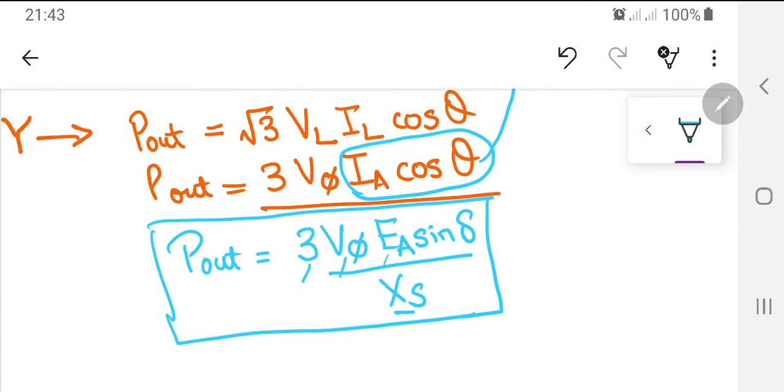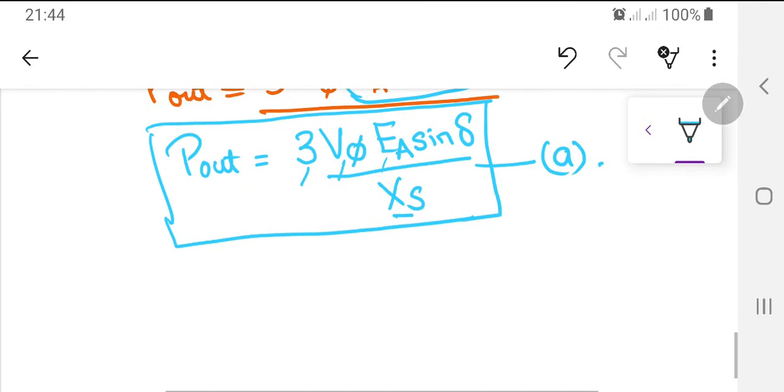Now if a generator is working alone, supposedly if it is just supplying a room, then maybe V phase and EA will be changing, because maybe there is a turbine and the speed changes, then EA is also going to change. But technically if you can measure V phase and EA, and you know the angle, that is called the torque angle. Why it is called a torque angle, we will see a little later. So this is the P out formula. Let's call it equation number A. We will come back to it a little later.